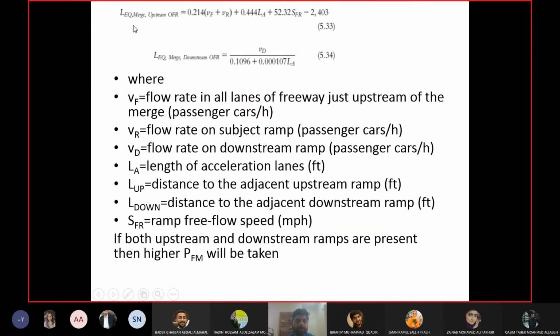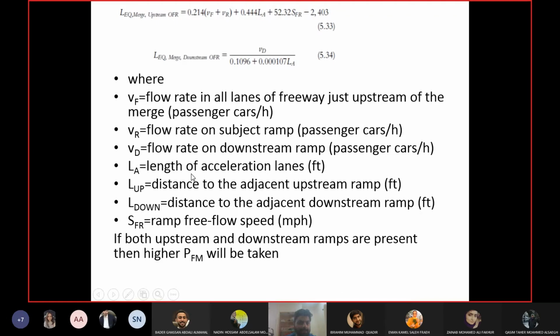So how do you calculate LEQ if you have an upstream off ramp? If you have an upstream off ramp, then this is how you calculate the equivalency distance, the critical distance. All parameters are given here, some of which we used in the previous tables as well. We know the freeway flow, the flow on the ramp, and the flow rate on the downstream ramp. If you are doing it for a downstream ramp, then VD is the flow on the downstream ramp.